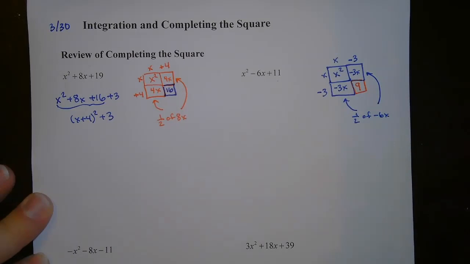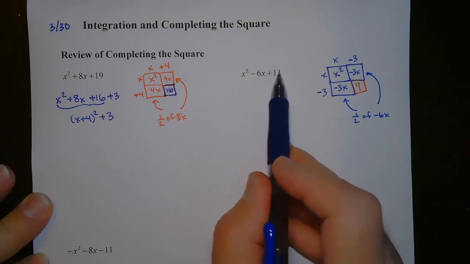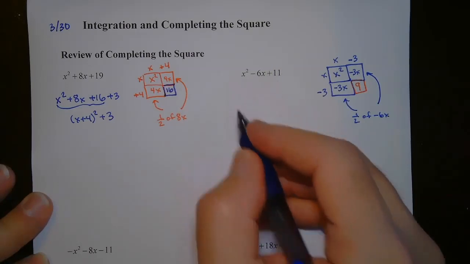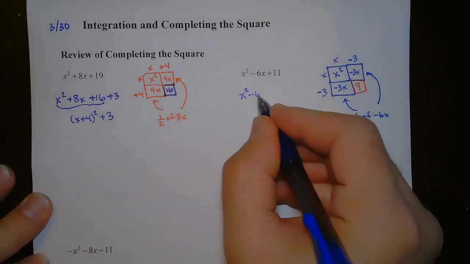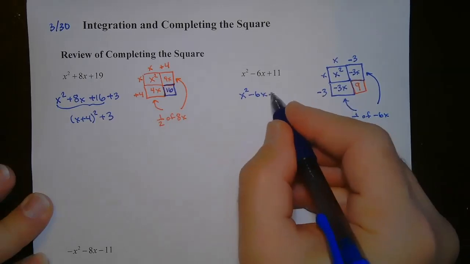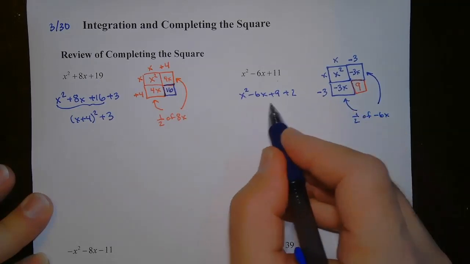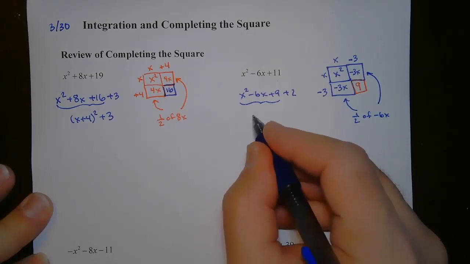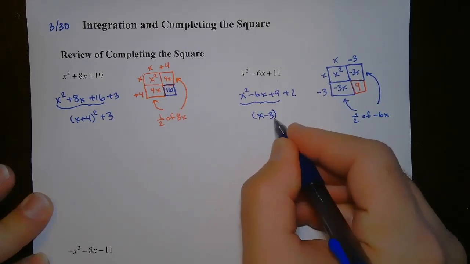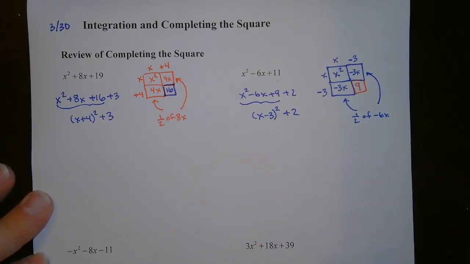So back over here, how can we rewrite this? We want to decompose this 11, or break it up, into two pieces, one of them being 9. So we have x squared minus 6x plus 9, but I need 11, so I need to add 2 to that. The x squared minus 6x plus 9, these three pieces together make up my x minus 3 squared, and then plus the 2. So that's the first 2 on reviewing completing the square.